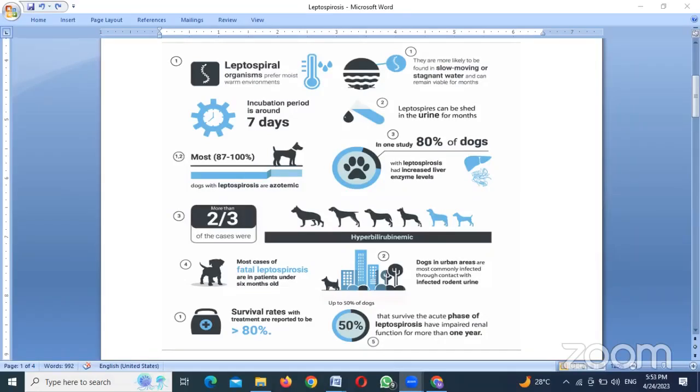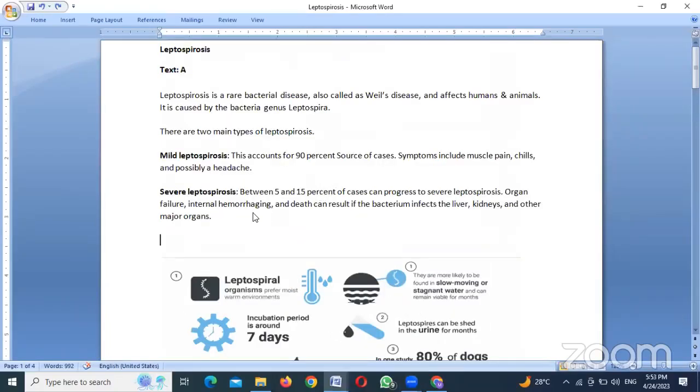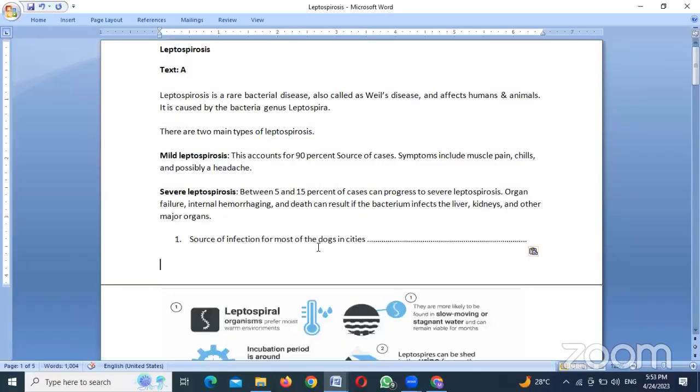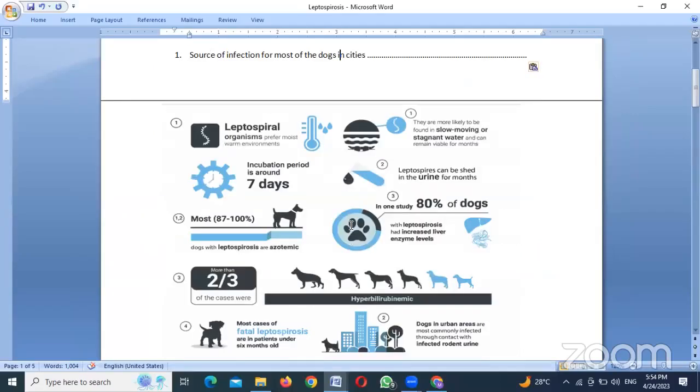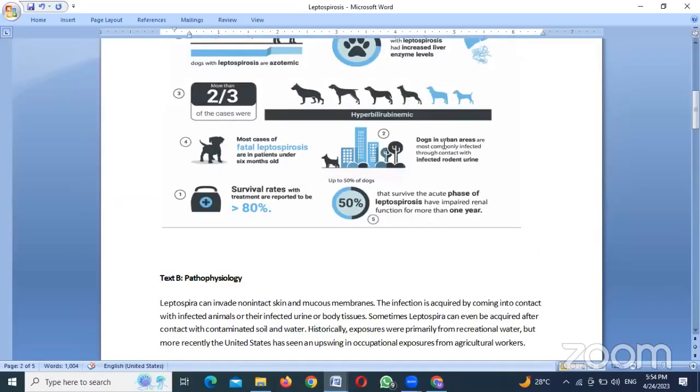Infected with rodent urine. Dogs in urban areas. Very good. Where is the answer? In this table part, second last. Dogs in urban areas are most commonly infected, most commonly infected with. So dogs in urban areas, what synonym am I using? Cities, okay? I'm not using the same thing. Dogs in urban areas are most commonly infected through contact with infected rodent urine.